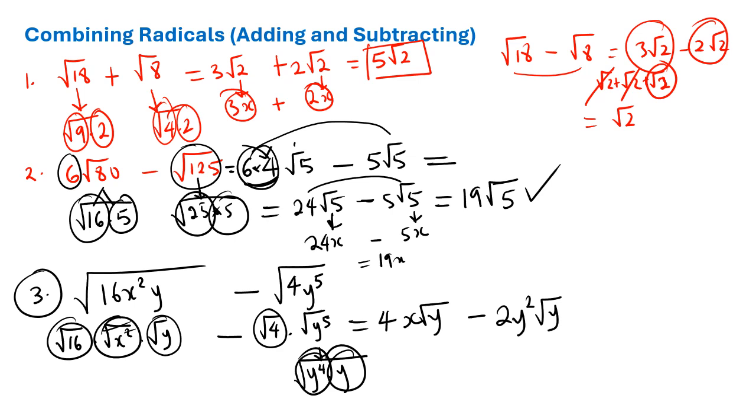So now I can see that I have something to compare. I can see the square root of y over here, and I can also see the square root of y over there. So what you can do is factor that out to the right. You factor the square root of y to the right and open parentheses to the left, and then you write your 4x, and then you have minus 2y squared. And this is how you would combine and simplify these radicals.